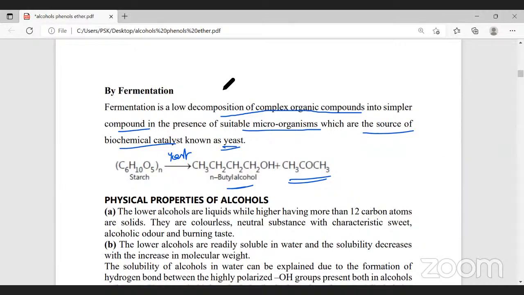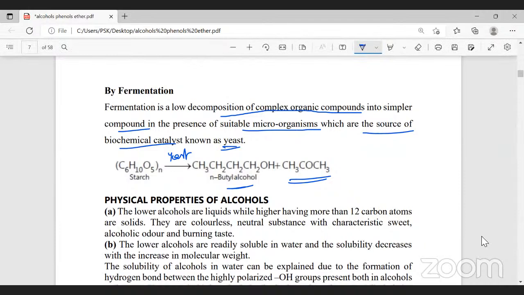Inversion of cane sugar, that is not there. Now, that's in a different topic. We will learn that later.